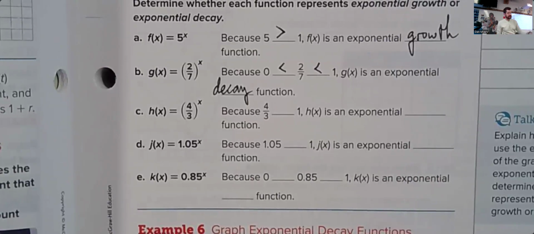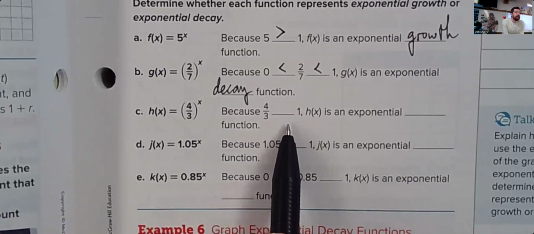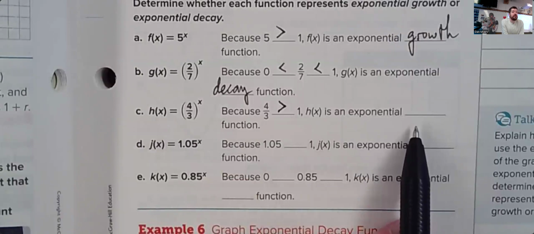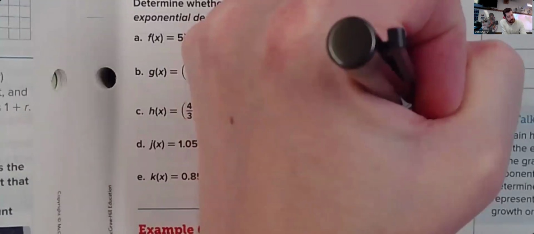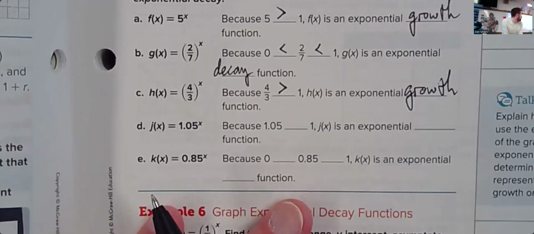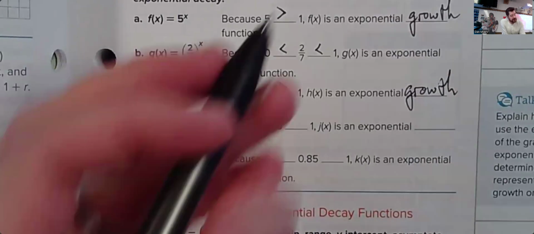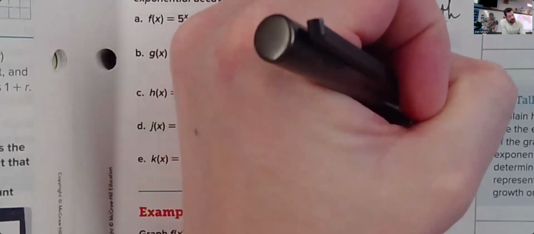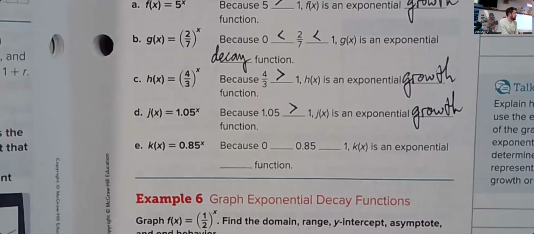All right, so for C, somebody tell me, 4/3 is in what relation to 1? Greater than 1, yeah. 4/3 would be more than 1 because it's an improper fraction. The numerator is more than the denominator, which makes this exponential growth. Nice. 1.05. Greater than or less than 1? Greater than, making it growth again.